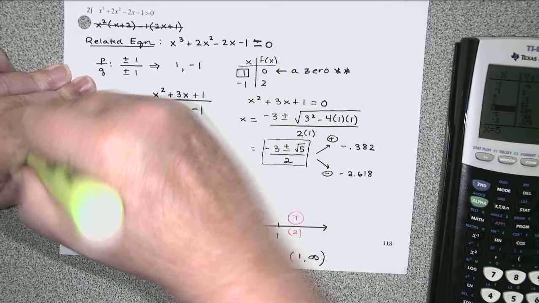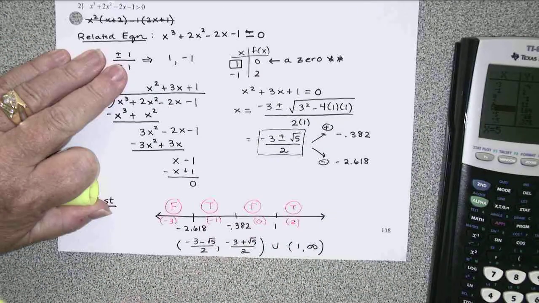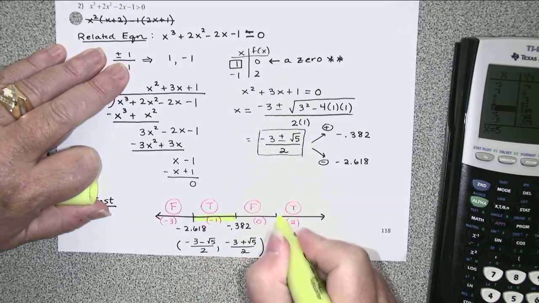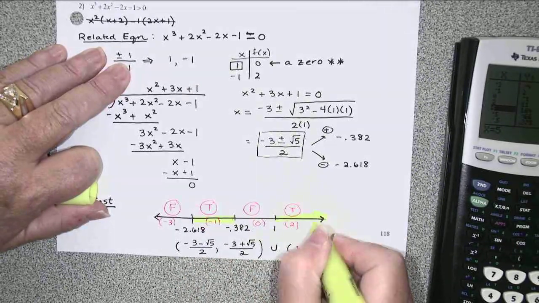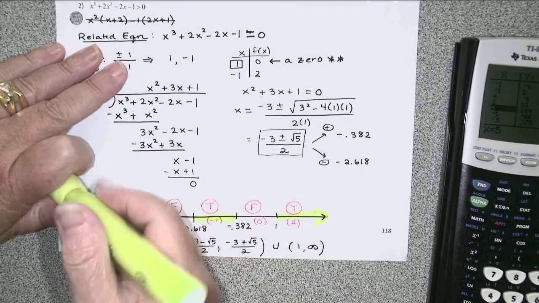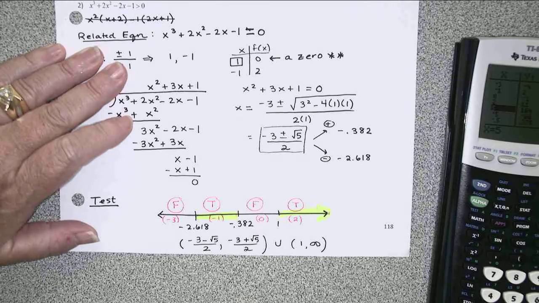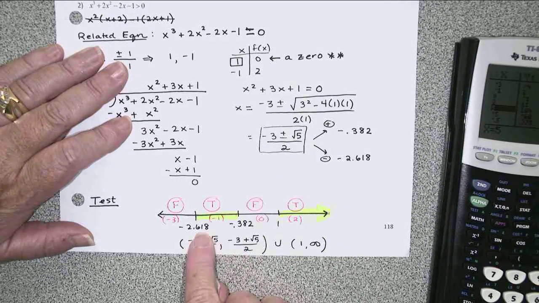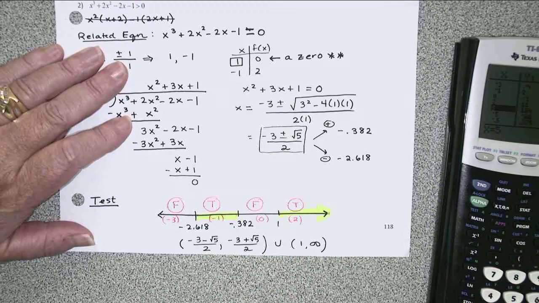So I was picking out this section here, and then this section here. Of course, if you don't need exact values, you can always use the decimal approximations, depending on what your goal is. All right, one last example.